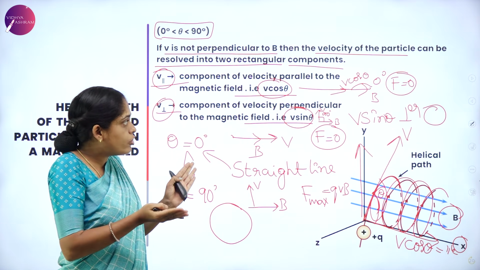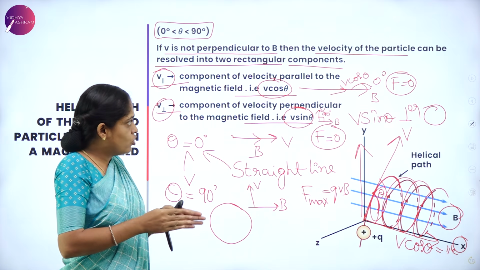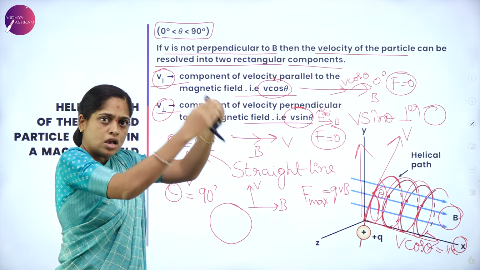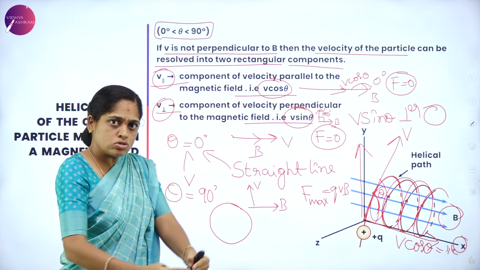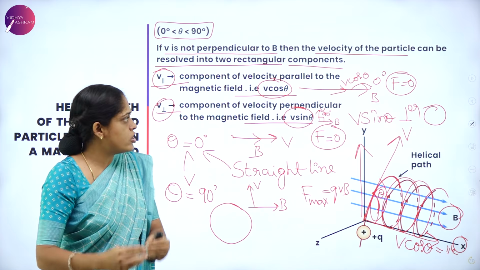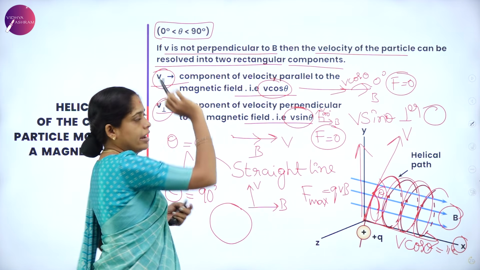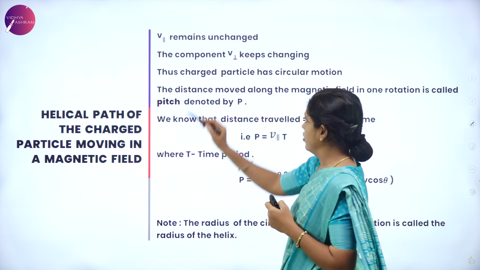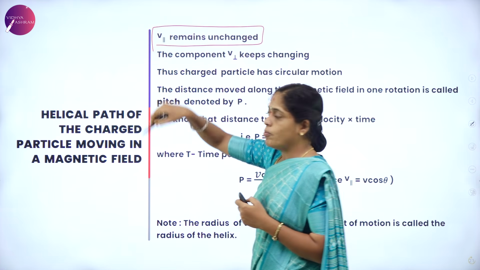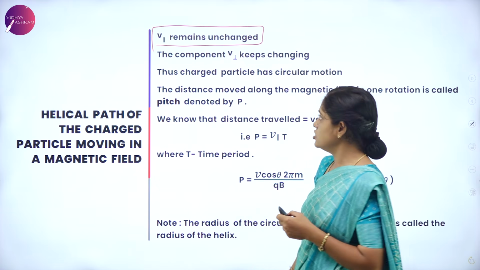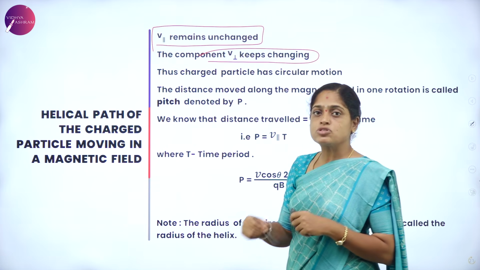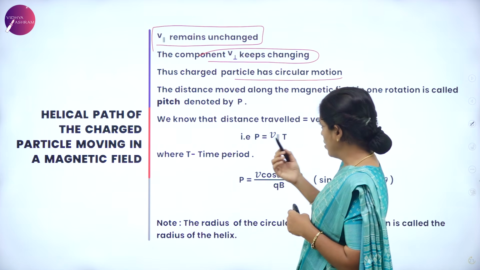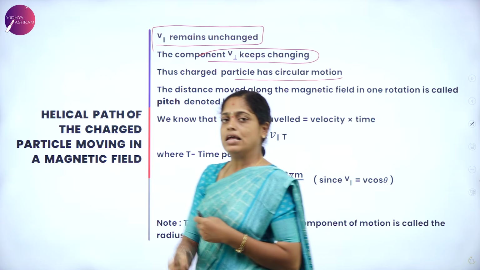So both the components act at a time. Therefore, the charge follows the helical path. First, it moves, then goes round. Again, it moves forward and goes round, which is nothing but helical path. So in this helical path, the parallel component of velocity remains unchanged and the perpendicular component keeps changing. Therefore, the charge has circular path and moves forward, so it follows helical path.